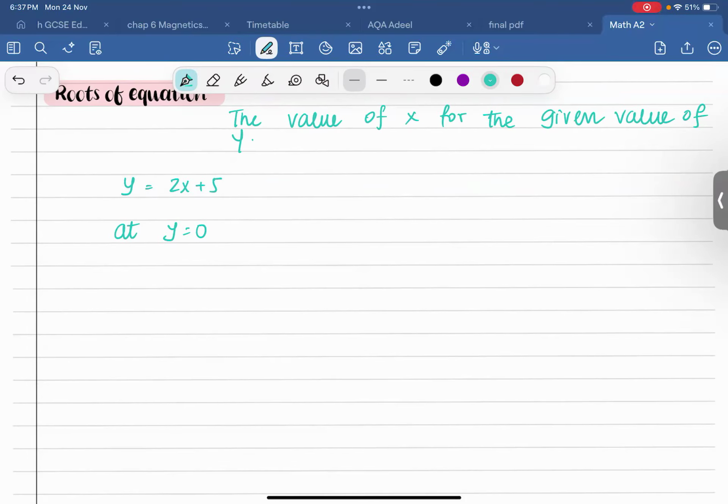Yes, minus 5 over 2. Very good. So x is going to be minus 5 over 2, or 2.5, right? So this is going to be the root, right?